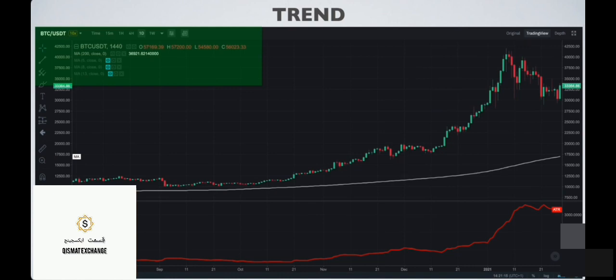Let's first identify the trend. Definitely an uptrend, no doubt about that. We are in an uptrend. The price is above the 200-day. The price is moving up. So we're definitely in an uptrend. Now, what I can see right here is an area of resistance.